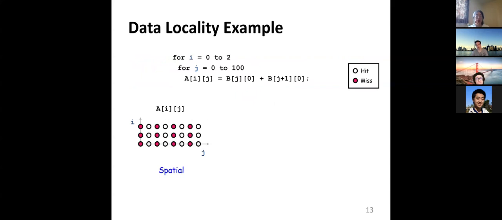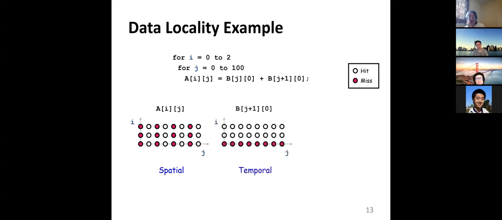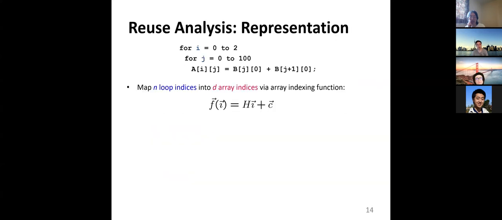And this is the example we've seen before. Remember the spatial locality on this loop, with I from 0 to 2 and J from 0 to 100. And these are the accesses we had for arrays A and B. Remember, we had spatial locality for A[I][J] here, right? That's the easiest one. There is temporal locality for B[J+1][0] here, right? And there is group locality for B[J][0] because it benefits from something that goes ahead of it, right? So it's group locality. This is just repetition from a previous lecture.